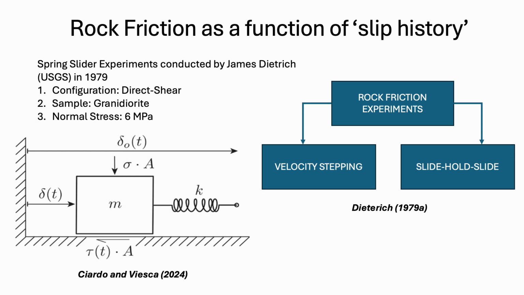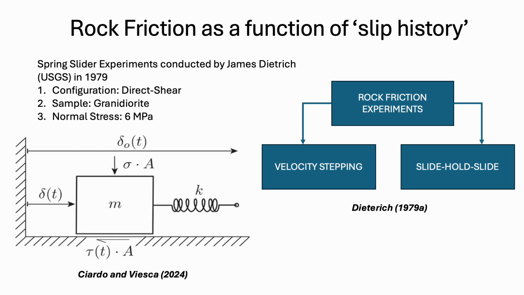So what he did, he took a spring block system, as you can see in the picture over here, and he conducted two different types of experiments on it. He named them rock friction experiments. One of them was a velocity stepping experiment wherein he imposed progressively increasing slip rates on this spring block system, which means he progressively increased the velocities of slip of the block spring system. And the other one was a hold slide experiment, wherein he slipped the block for a bit and then held it for a bit, then slipped it again and held it for a bit, and so on.